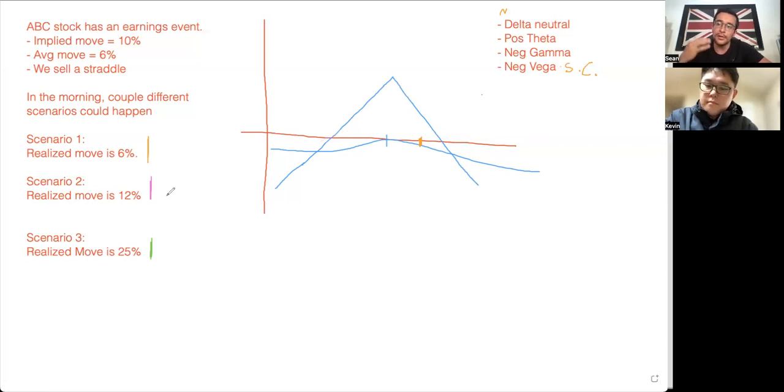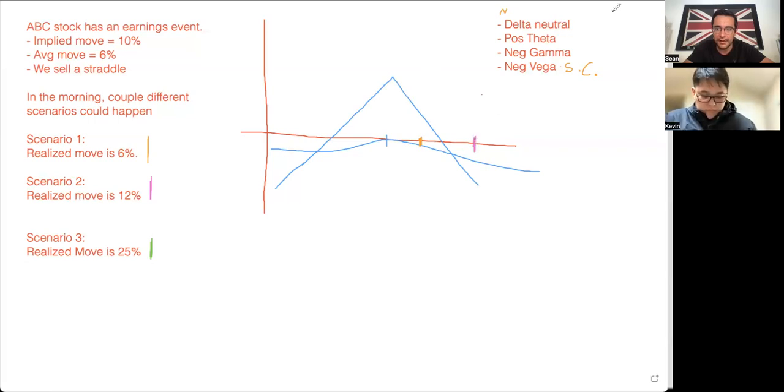So in scenario 1, we want to wait for the vol to come down to non-event levels. Gotcha. Scenario 2, where the realized move is 12%. Right now, the realized move is out here. I use pink, right? Yeah. So now we're out here.